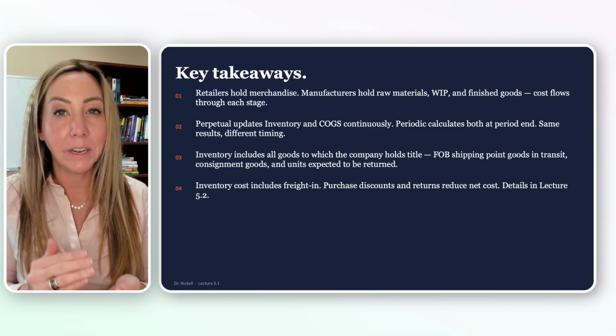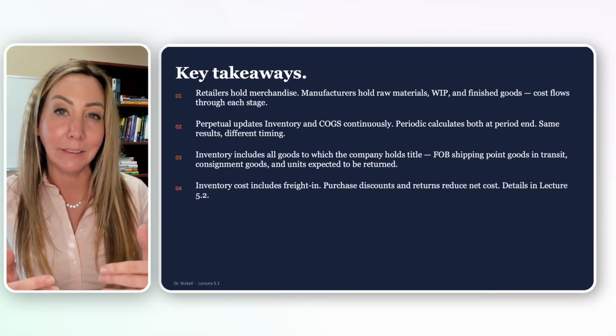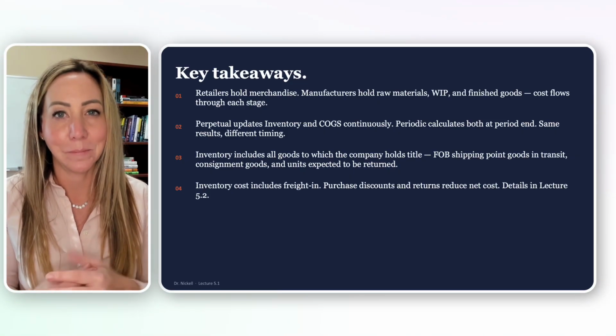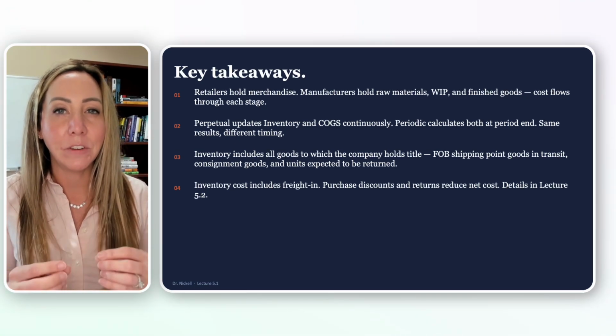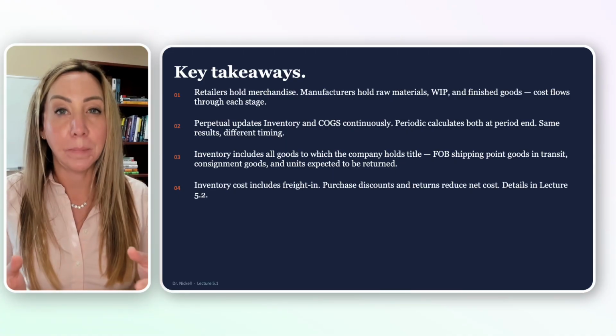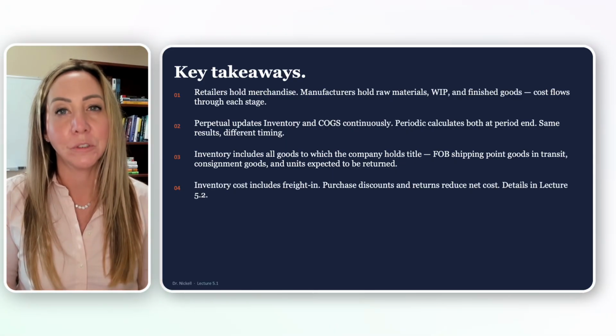Inventory includes anything that we physically possess, but only if we legally own it. We also include goods that we legally own, even if we don't physically possess them. Inventory costs include anything we had to incur to acquire the inventory and get it ready for sale, like shipping, but we can subtract any discounts that we expect to take or returns that we expect to make.